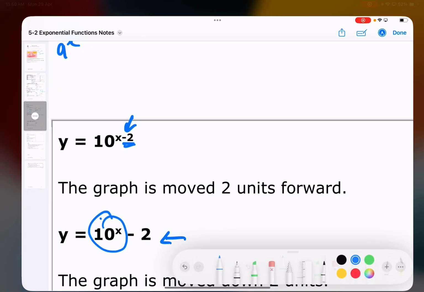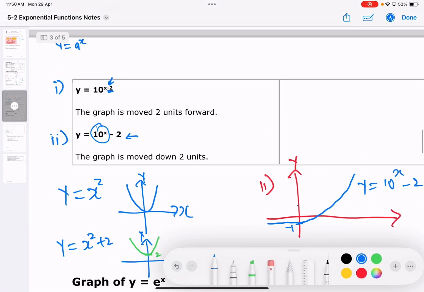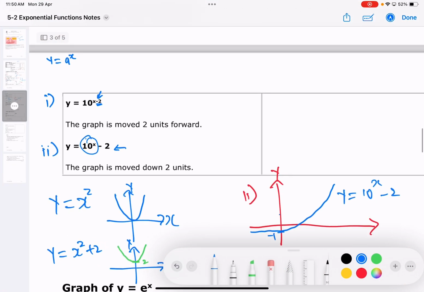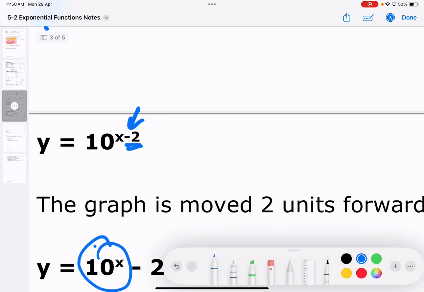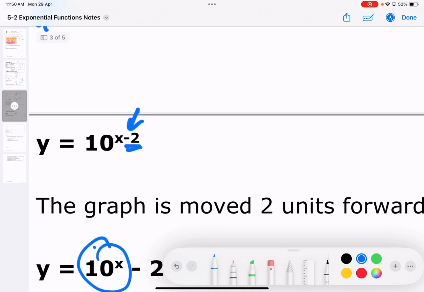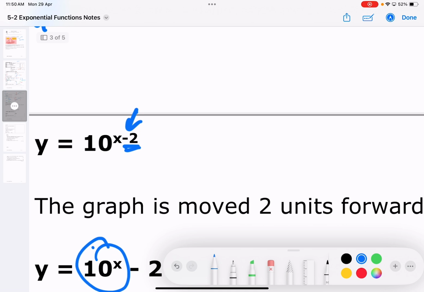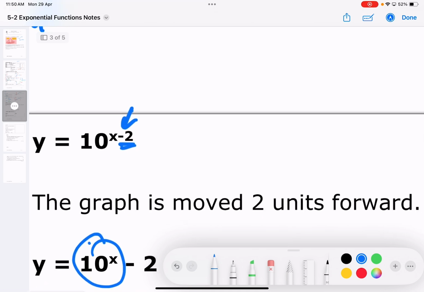Okay, let's go back to our example. In this example number 1, let me draw it out for you first. I have my normal function. I will always sketch out the basic function of y equals x to the power of 10 first. But since I have minus 2, intuitively I would think that minus 2 moves to the left 2 units, but I know that it's the opposite. So it's going to move to the right 2 units.